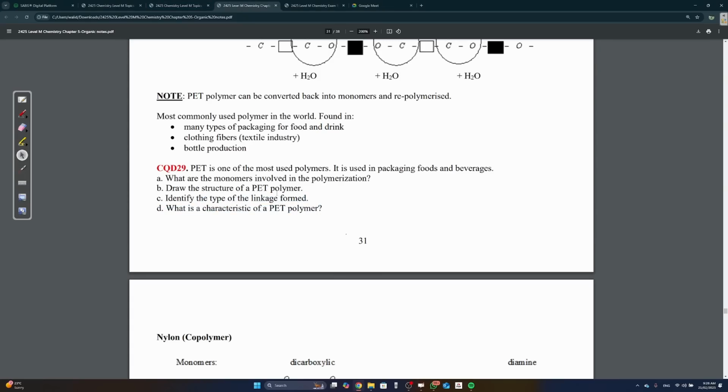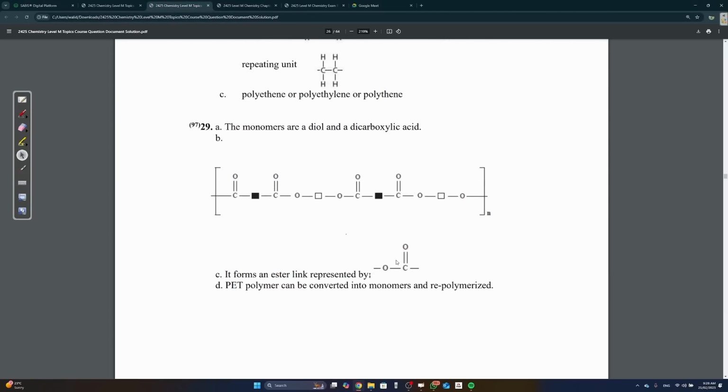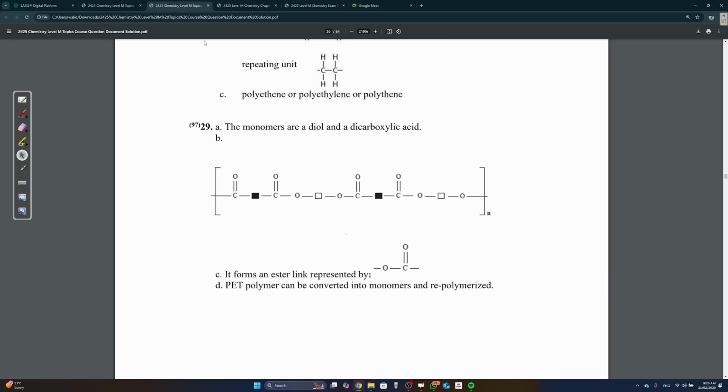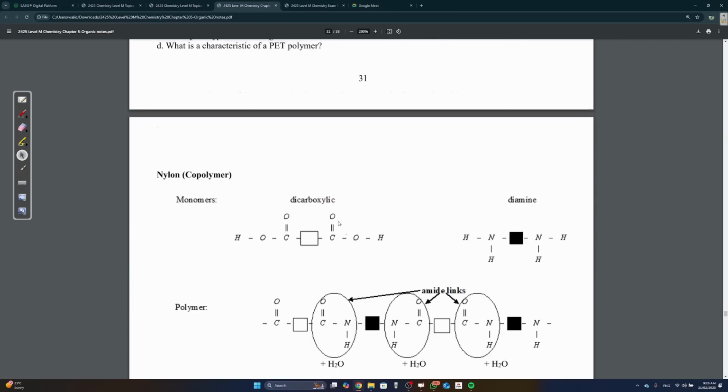Identify the type of linkage formed. If it's a polyester, what's the type of linkage? Obviously an ester linkage. Okay, and if they ask you what does the ester bond look like, this is the ester bond, right? What's the characteristic of a PET polymer? It can be converted back into monomers and repolymerized. Okay, this is one of the things you should know about the PETs.